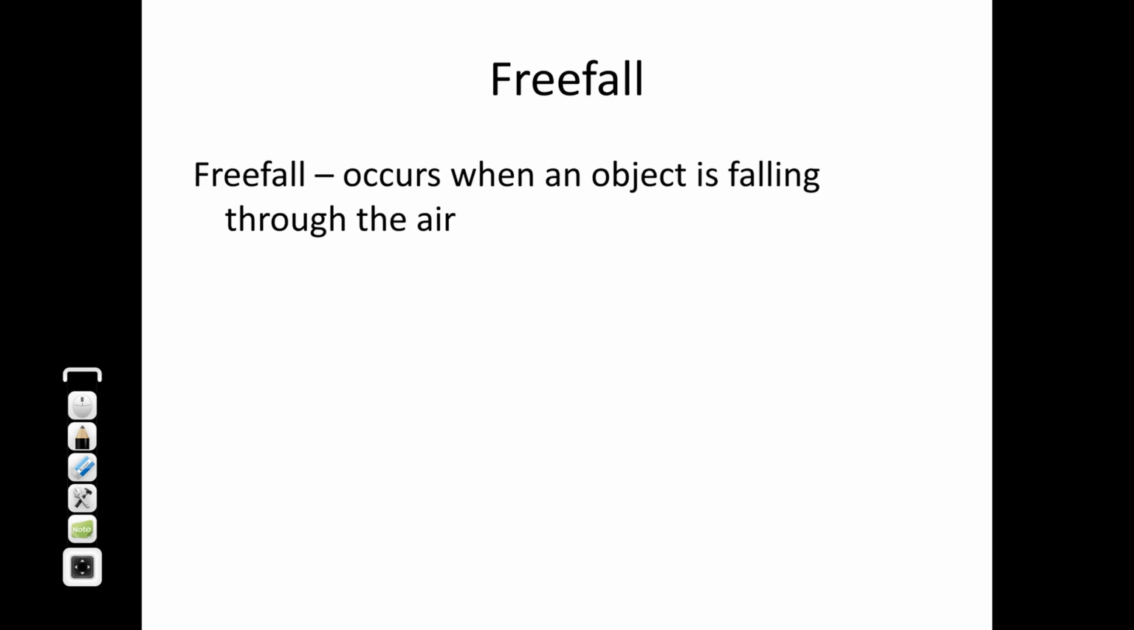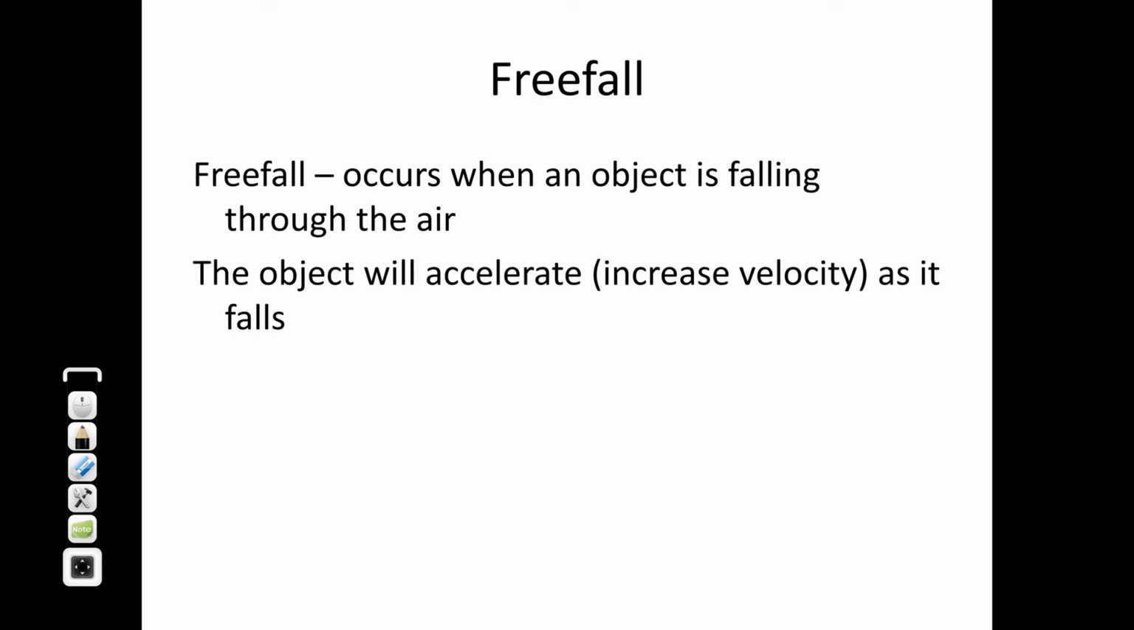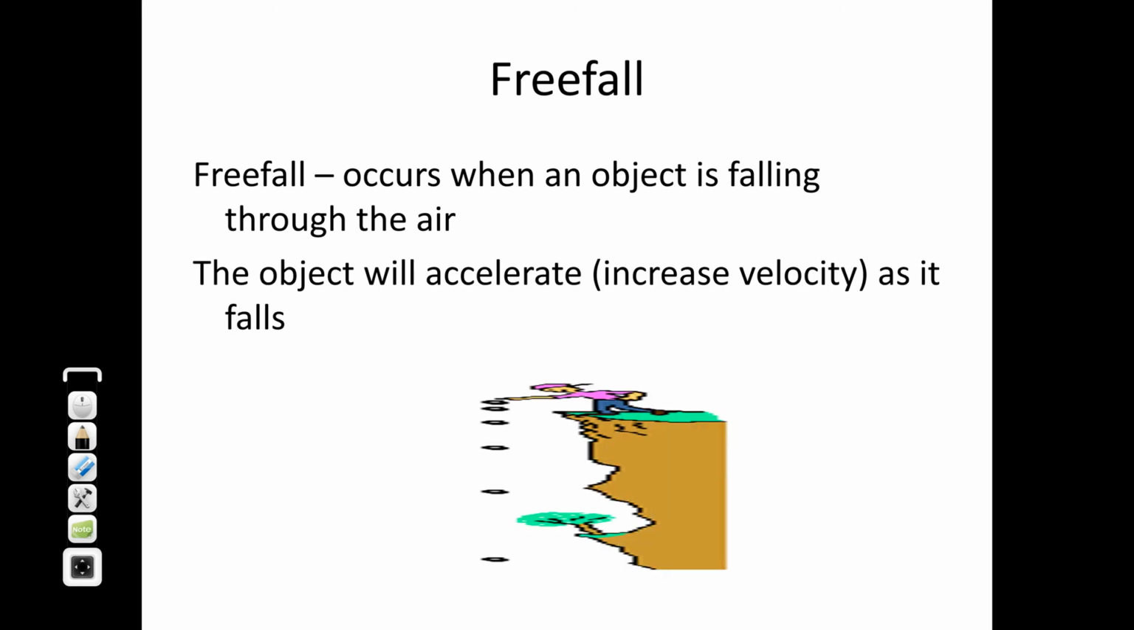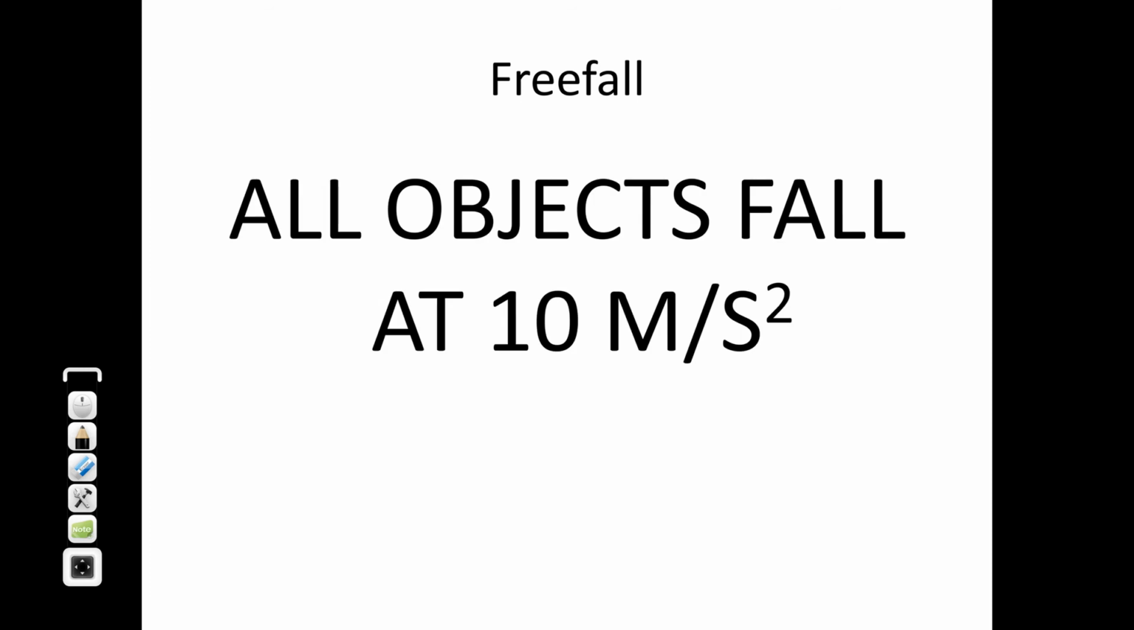We already mentioned free fall. This is when something's falling through the air. It's acted on only by gravity. Okay? So again, gravity, it would increase that velocity and make it speed up as it goes down. All objects fall at 10 meters per second squared. That's the acceleration. Again, what does that mean? Every single second, you're getting 10 meters per second faster.